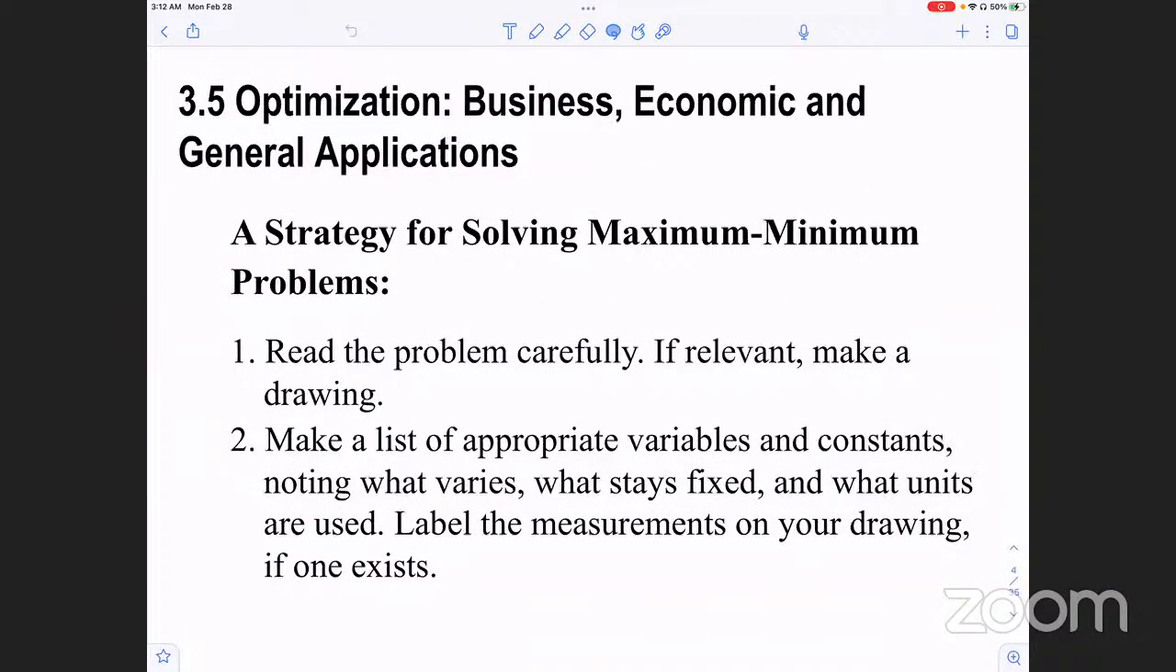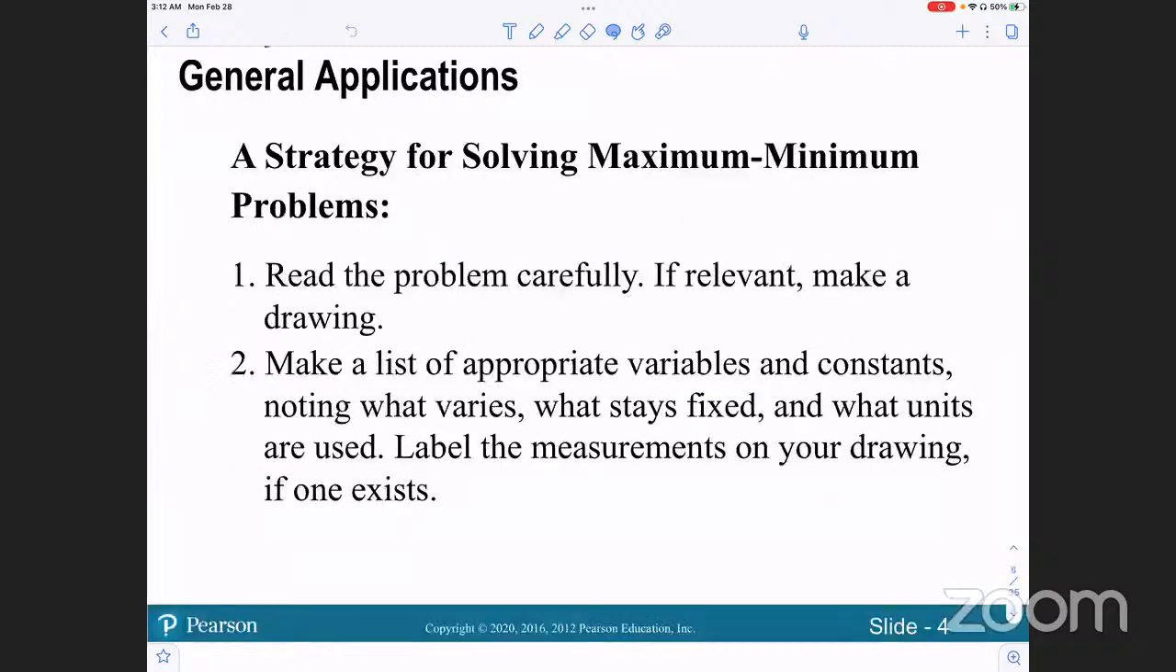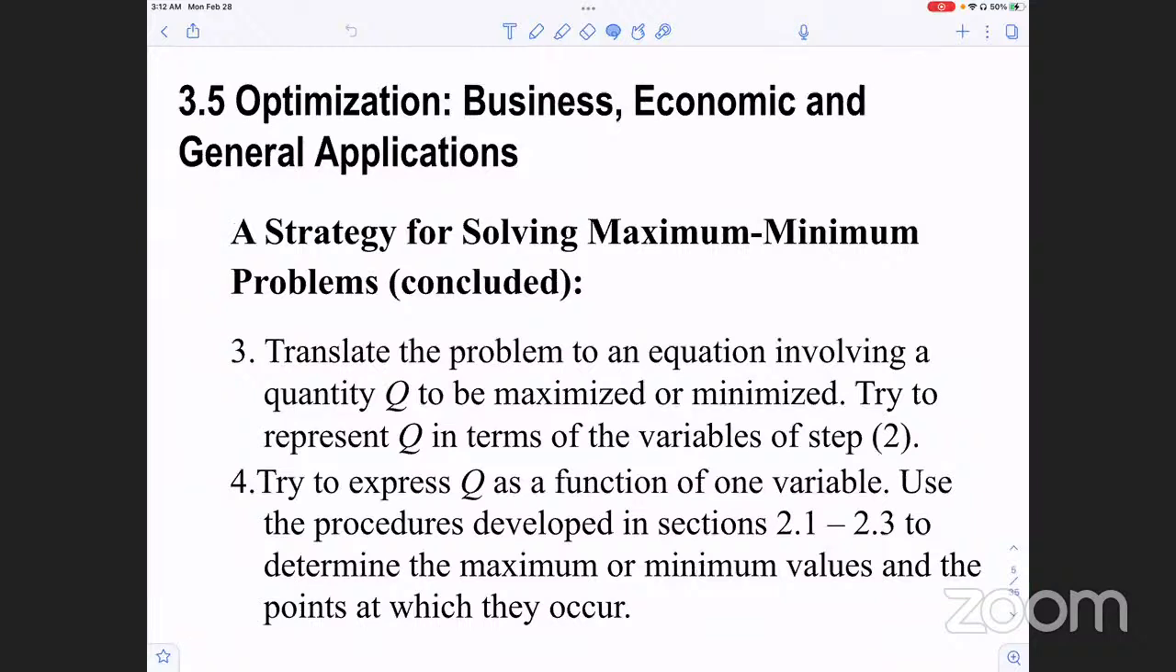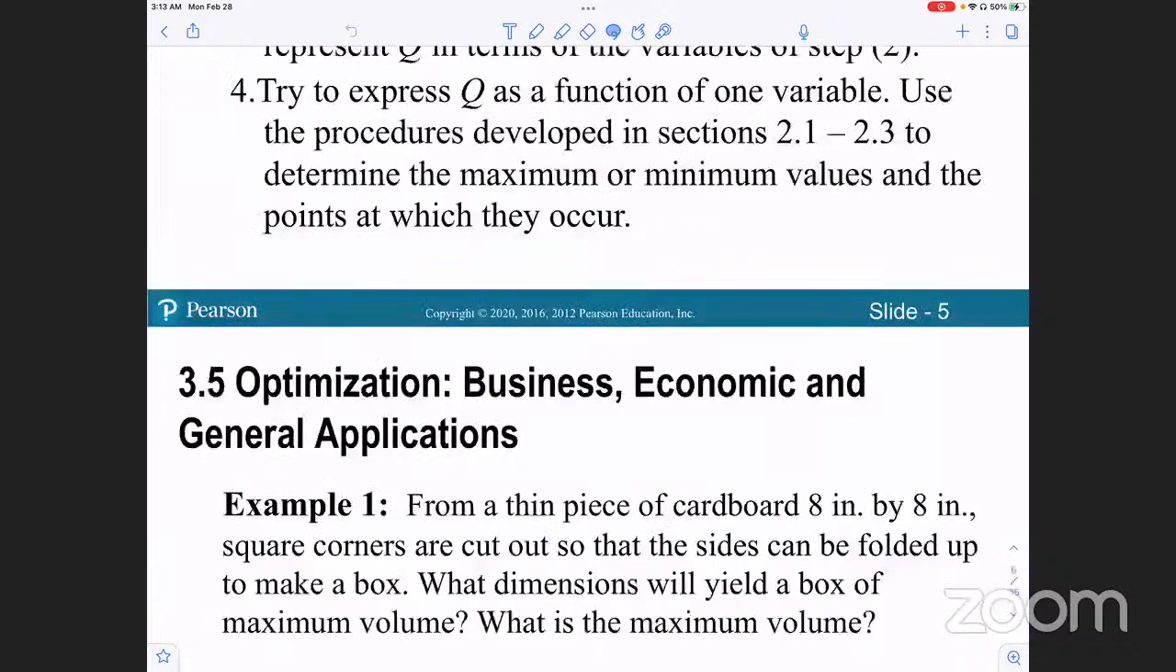Solving max-min problems: read the problem carefully. If relevant, make a drawing. Make a list of appropriate variables and constants, noting what varies and what stays fixed and what units are used. Label the measurements on your drawings if one exists. Write an equation involving a quantity Q to be maximized or minimized. Express Q in terms of the variables of step 2. Try to express Q as a function of one variable. Use the procedures developed in sections 2.1 to 2.3 to determine the max or min values and the points at which they occur.